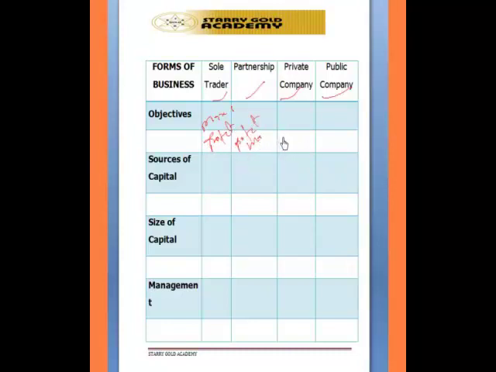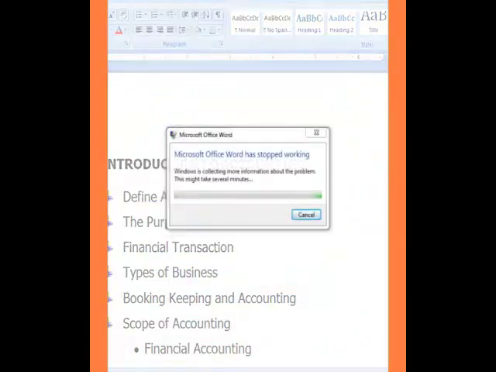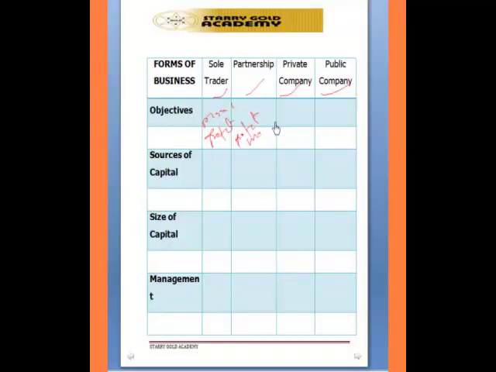So they are there to make profit. Partnerships are there to make profit. Private companies too are there to make profit. Likewise, the public company is there to also maximize profit. So all of them, be it sole trader, partnership, private company, public company, are all in business to maximize profit. And let's look at source of capital.